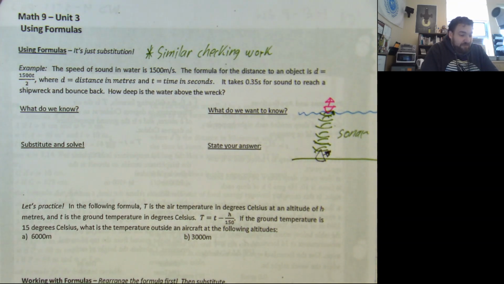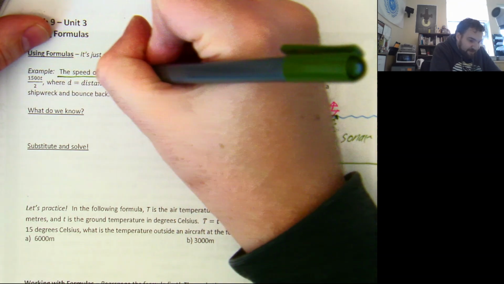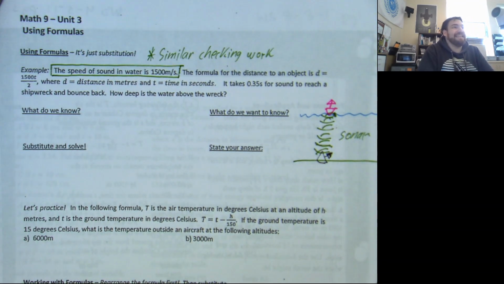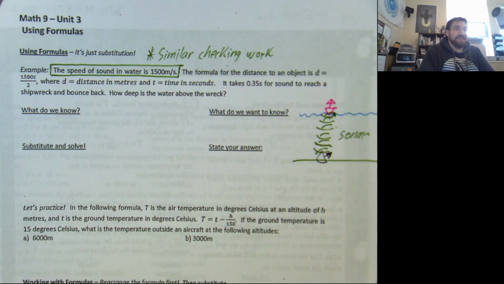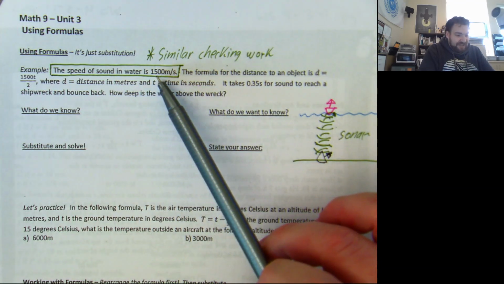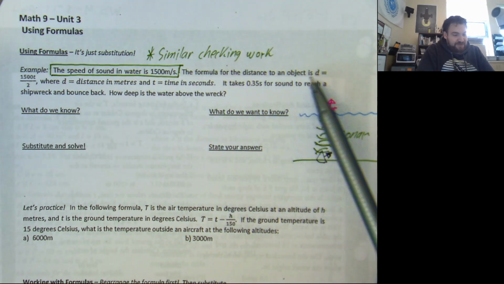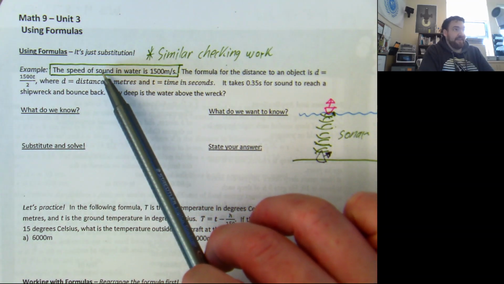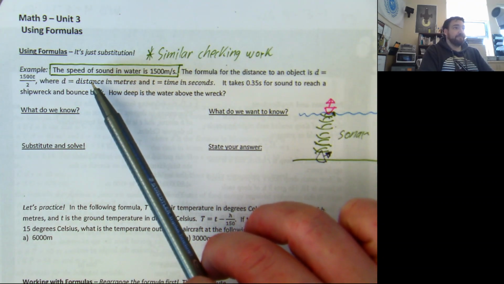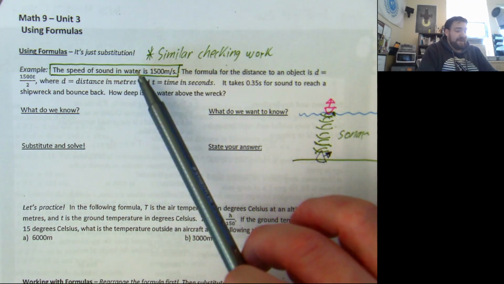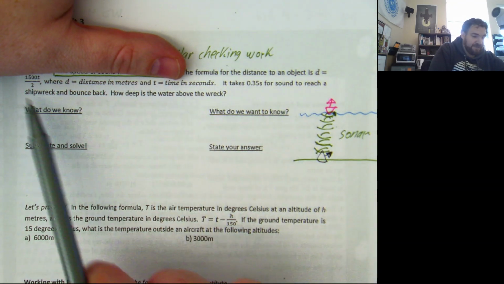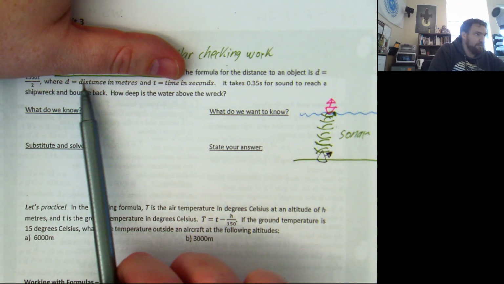So, this first sentence, is there any information we actually need in that sentence? If you take a look at the rest of the problem, it says the speed of sound in water is this, the formula for the distance to an object is d equals blah. Did this first sentence add anything to our understanding of the problem? It kind of did, but if it wasn't there, if I just told you the formula for distance to an object is d equals 1500 t over 2, does that change anything?